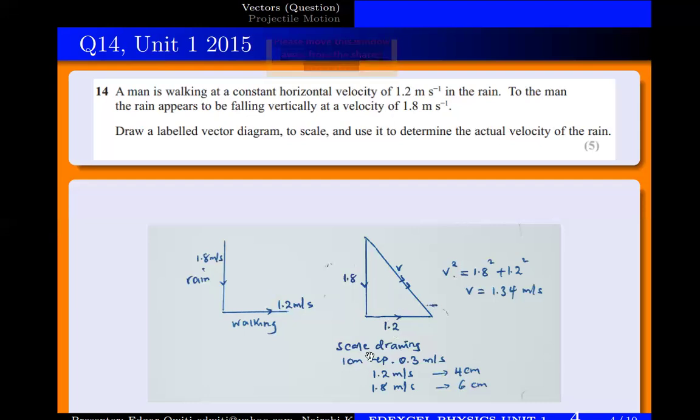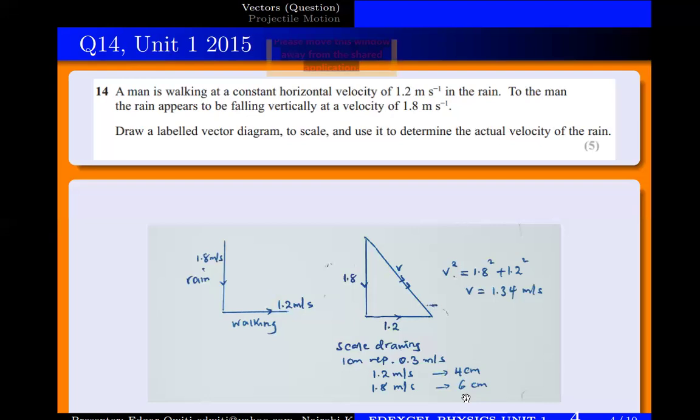So one good example of a scale is what I've given here. You can say 1 centimeter to represent 0.3 meters per second. That means a velocity of 1.2 meters per second, you represent it with 4 centimeters, and a velocity of 1.8 meters per second, you can represent with 6 centimeters. So basically 4 centimeters and 6 centimeters are not very big or too small dimensions. They are dimensions that you can actually draw in your exam paper, and you measure the hypotenuse accurately.